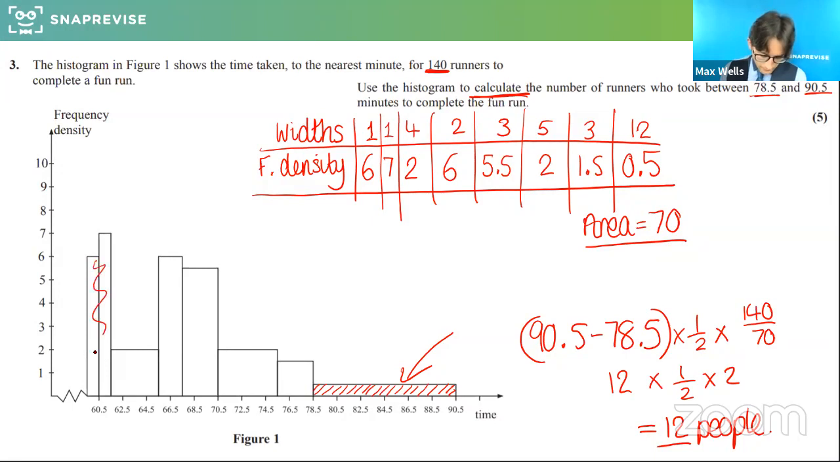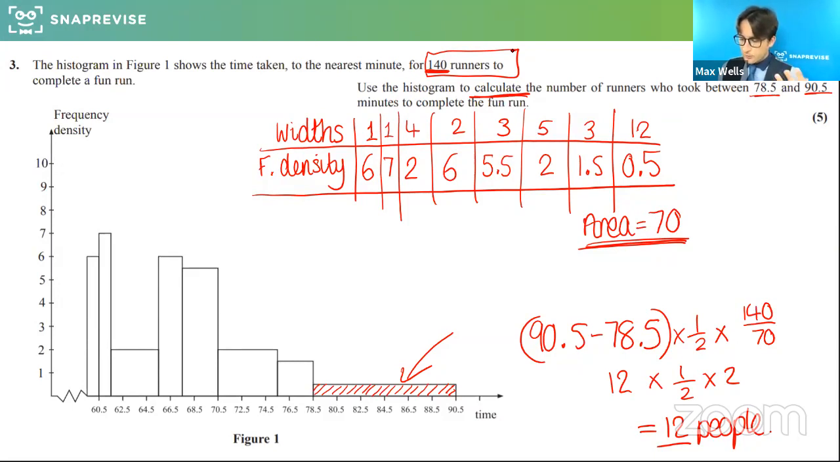So the total amount of area of all of this, if you worked it out, using your width times your height of everything, 1 times 6, 1 times 7. If you work out the whole area of all of these bars, it's 70. And we know that this represents 140 runners. So the area of 70 represents 140.